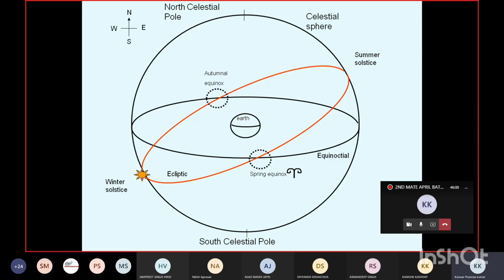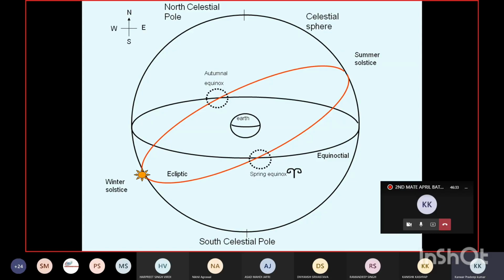What is this angle called between summer solstice, first point of Aries and equinoctial? What is this angle called, 23.5 degrees? Angle of obliquity. It is called the obliquity of the ecliptic. The definition would be the angle between the equinoctial and the ecliptic. That is the obliquity of the ecliptic, which is 23.5 degrees.